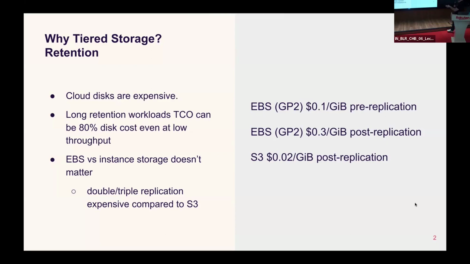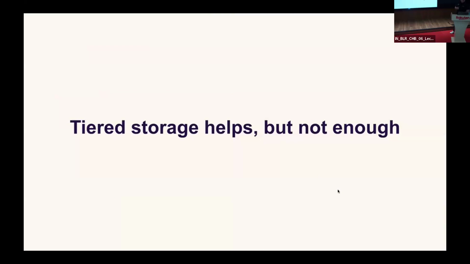You can play with these numbers a little bit. You can do double replication versus triple replication. You can use local SSDs instead of EBS, which is a little bit cheaper too. But fundamentally, if you want to retain a lot of data for a long time, you have to put it in S3, or it's going to be a lot more expensive than it needs to be. So that's why people like tiered storage. Tiered storage is good.